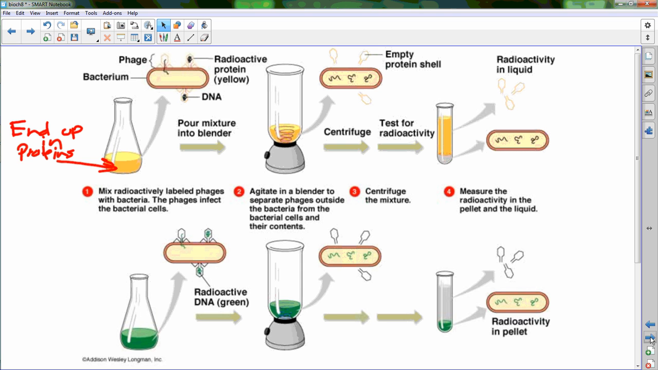So they put bacteria, they put the bacteriophages, they put this radioactive material in that they knew would end up in the protein. They let it all go, and then they stuck it in a blender and blended it all up, put it in a centrifuge, and what the centrifuge does is it separates things out. So down here is going to be all the bacteria cells. Up here is going to be all the empty viruses.